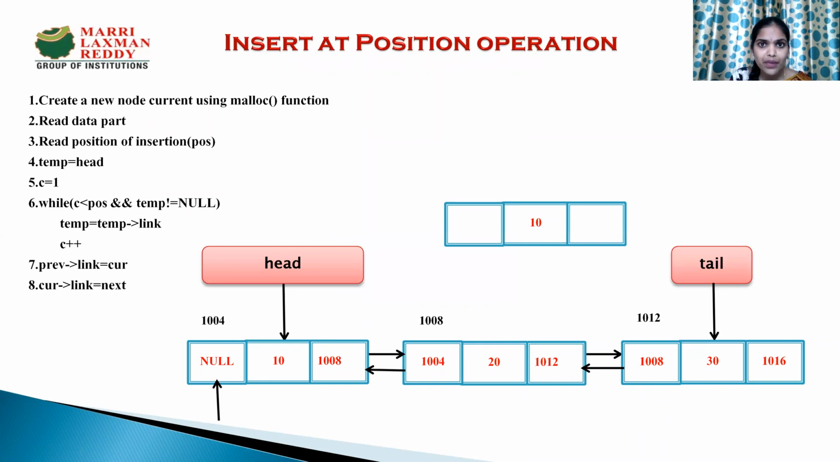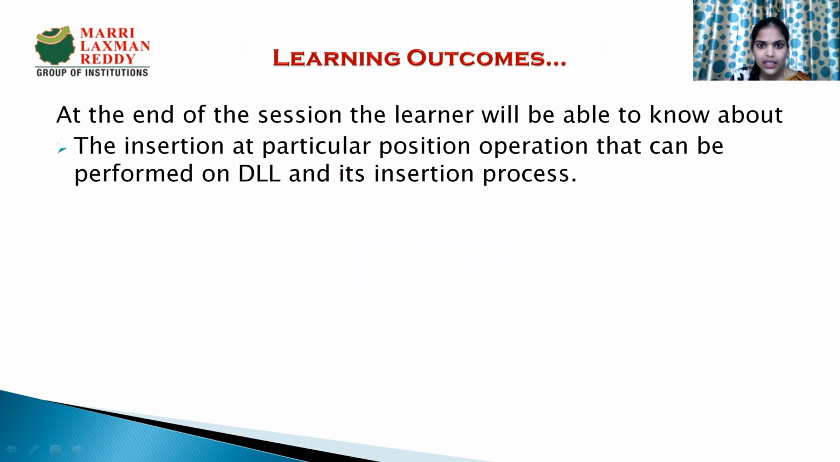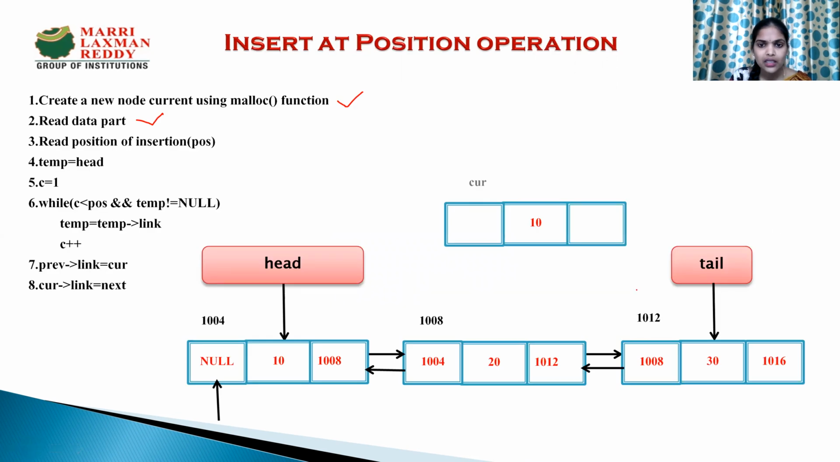To insert a node at a particular position, first we have to create a node with the help of the malloc function, and we have to enter the data into it. This is how the current node got created, and we have entered the data into it. And also we have to read the position. If I want to insert this node at position number 3, I have to give the position as 3. If I want to insert the node at position number 4, I have to write position number 4.